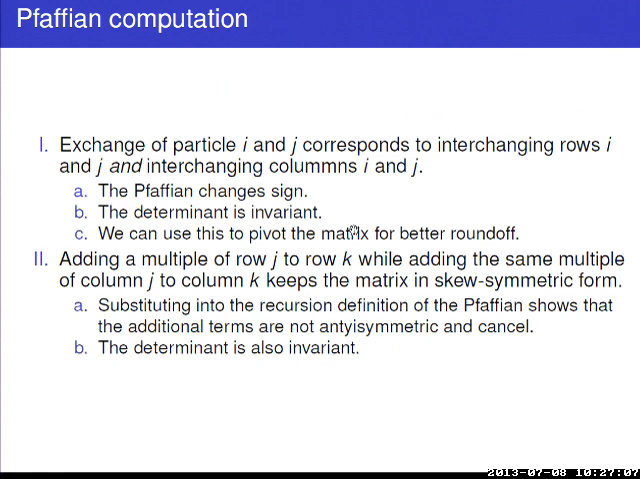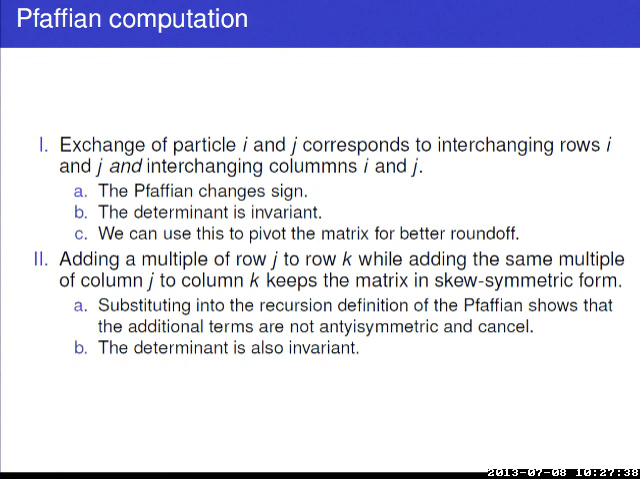Okay, so let me just very quickly say, if you look at the Pfaffian, if you exchange the particles, that's like interchanging rows and columns. The Pfaffian changes sign under this. The determinant's invariant because it's the square of the Pfaffian. And then we can use this to pivot the matrix for better round off. So that's what's done. In the usual determinant row reduce, you pivot rows. Here we have to pivot the rows and columns.